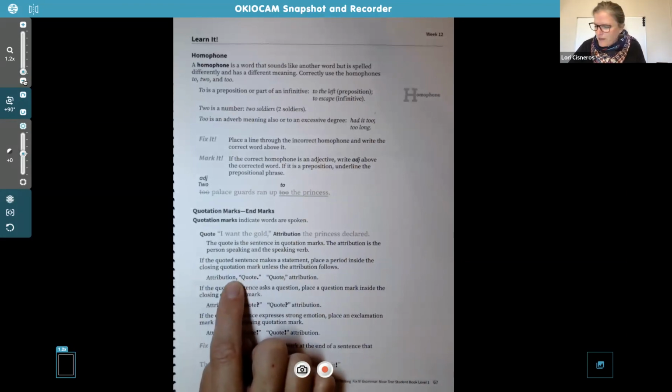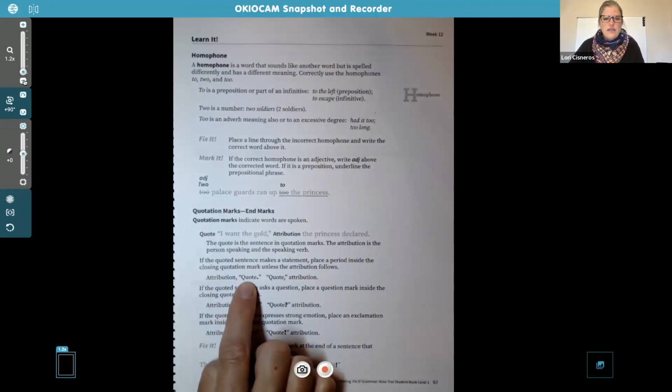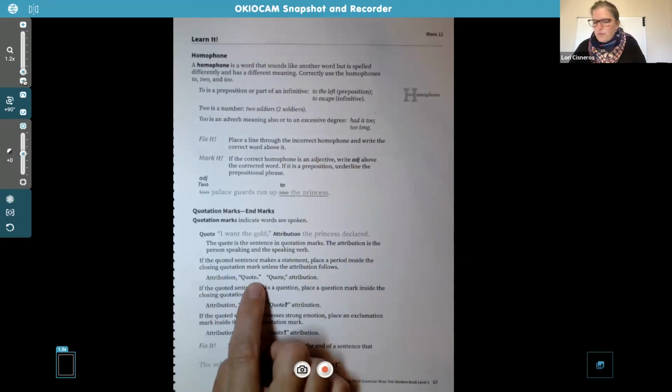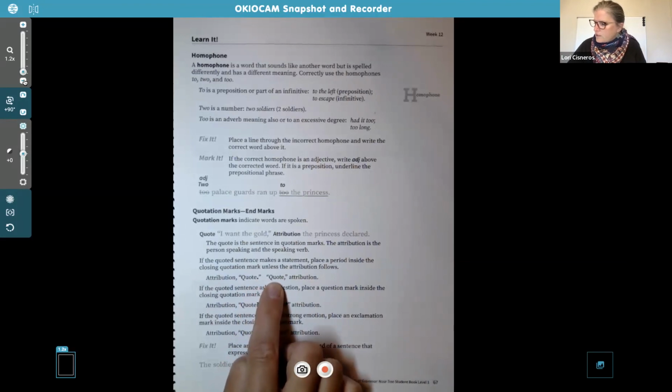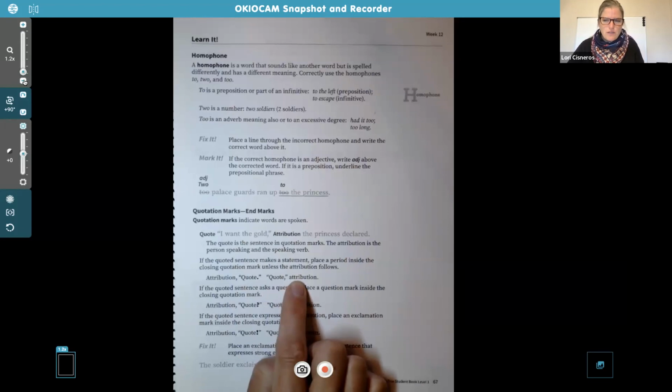We're pretending, right? Okay. So if we have the attribution first, who's speaking, you put a comma, and then you put the quote, whatever they're saying, and the period goes inside that last quote. And here's the other way. If you put the quote first, like help, said the princess, or yelled the princess, you put a comma inside there.